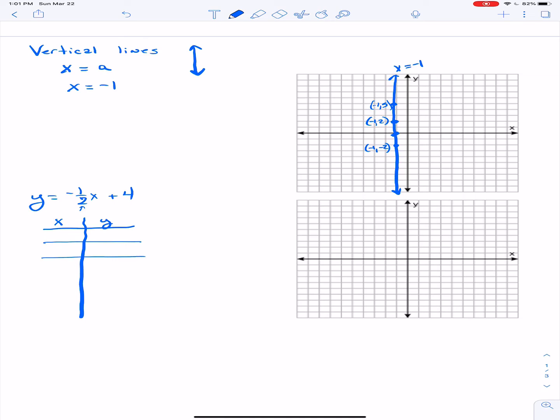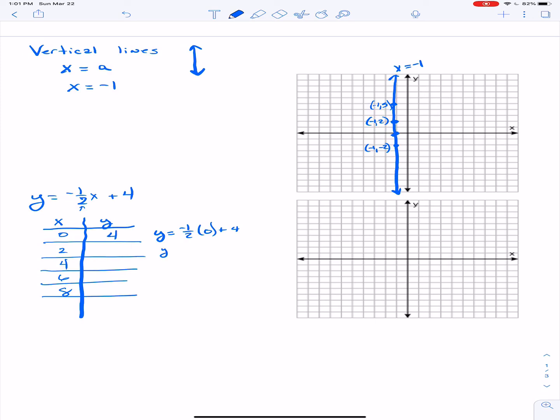So I'm going to choose 0, 2, 4, 6, and 8. And I'm going to do exactly the same thing that I did in my first equation. So what we do is we're going to just substitute numbers now. y equals negative 1/2 times 0 plus 4. Well, 1/2 of 0 is 0. 0 plus 4 is 4.